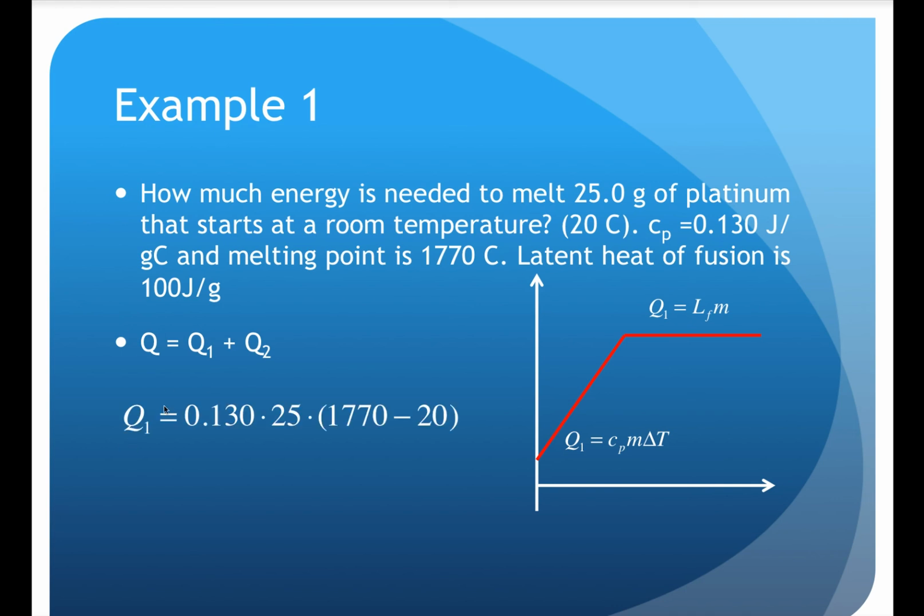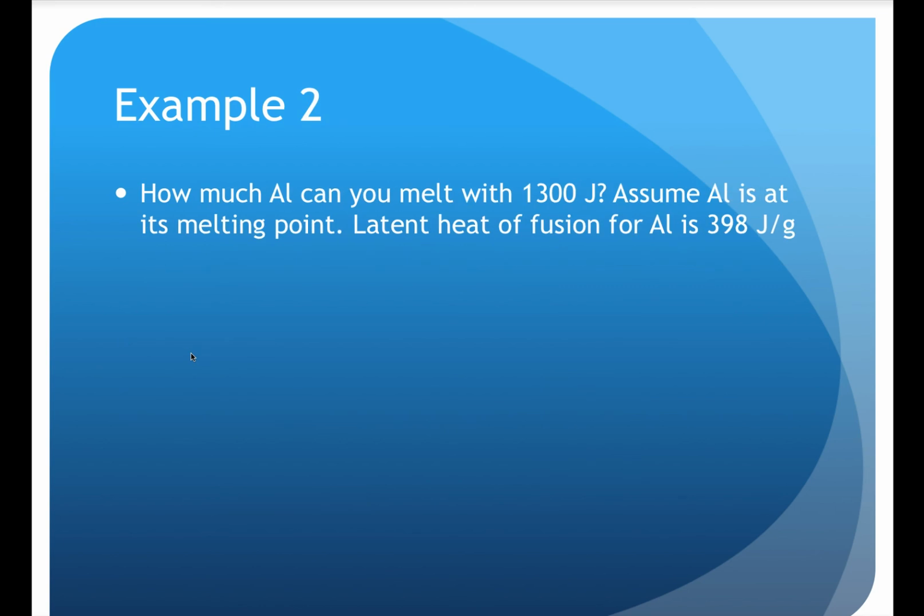So we figure out Q1, so that's Cp m delta T, and then we do Q2, which is latent heat of fusion, times the mass, which is 25 grams. Once you find these two numbers, just add them together, and that's it. Now let's look at another example.